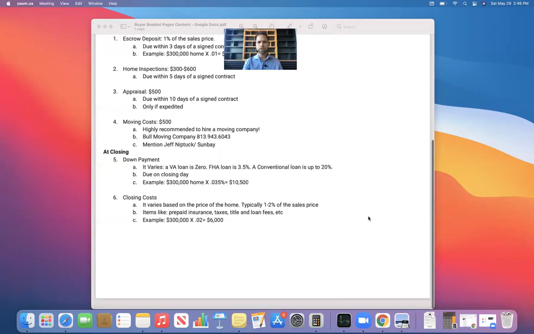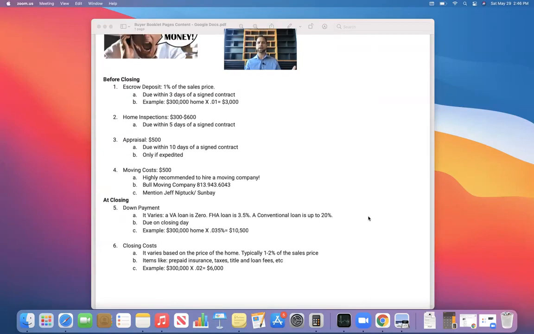So let's say we look at this entire $300,000 house. If you're using an FHA loan, you can expect to pay around $15,000 out of pocket. There's a lot more involved in this, but this is just a nice broad approach to it. If you've got any questions, let me know.